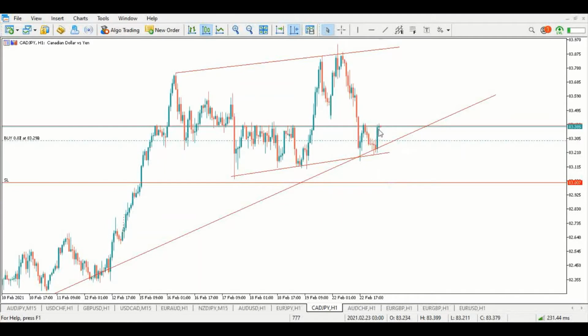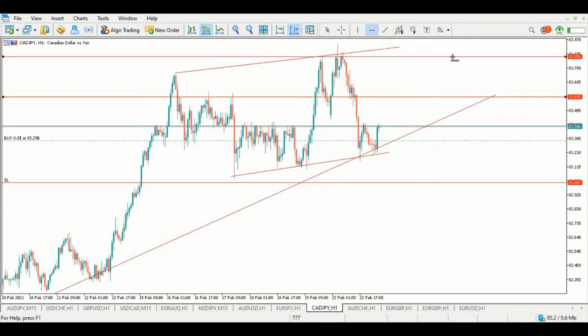So I will be staying patient, and how I'm planning to manage this trade is that as soon as the market reaches a 1:1 risk to reward, I will be breaking even on this trade. I'm going to keep you guys posted, and I'll just be using a trend line to manage the trade. And in terms of my targets, let me just delete this line so it becomes clear.